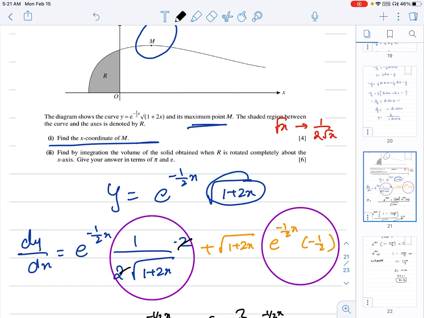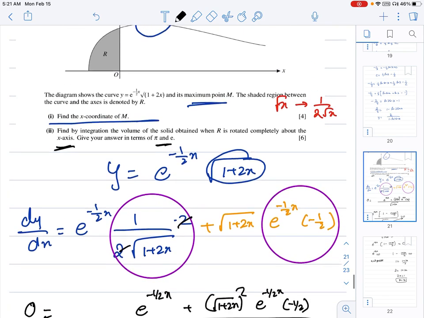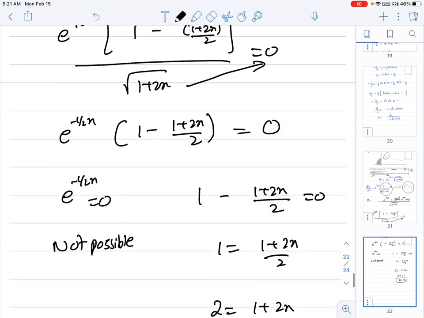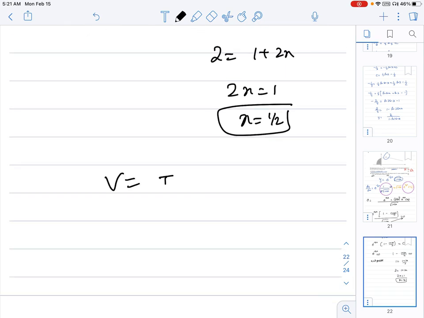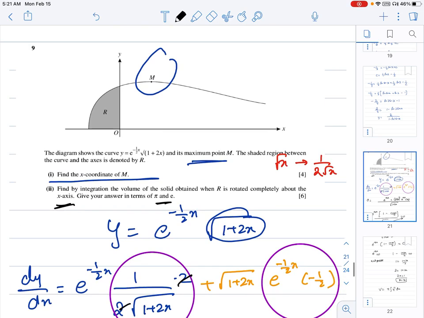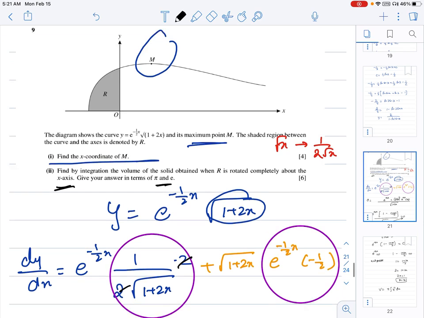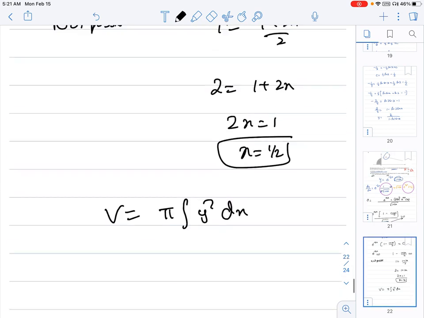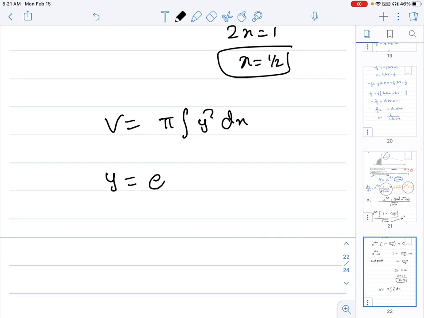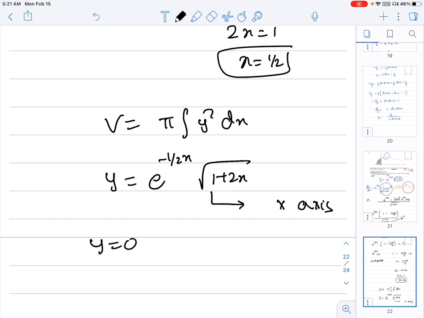Next it is asking, find by integration the volume when it is rotated on the x-axis, giving your answers in terms of pi and e. Volume is pi integral y square dx. What are the limits? We don't know the limits, so wherever it is intersecting the x-axis. So first of all write y: y is equal to e to the power of minus half x times square root of 1 plus 2x. Intersecting the x-axis means y is equal to 0.